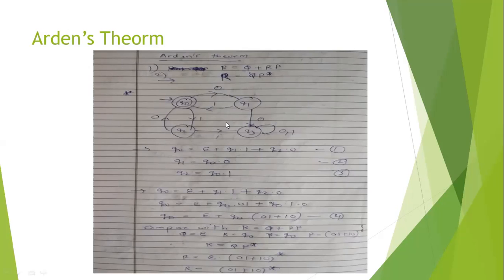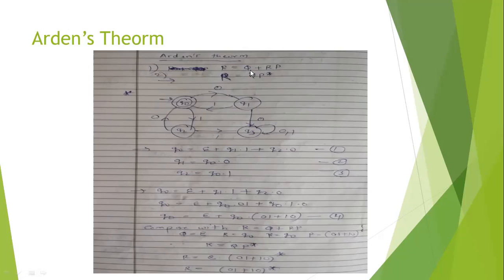You can see here the diagram is given. Here there is a Q0 state, Q1 state, Q2 state, and Q3 state. And 0 and 1 are the inputs for the different states. Here you can see Q0 is a start as well as a final state, and Q1, Q2, and Q3 are the intermediate states. So let's see how to solve this by using Arden's theorem.